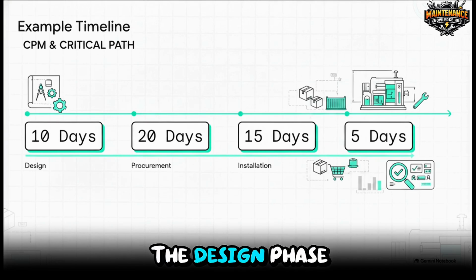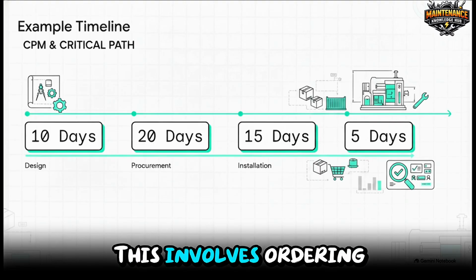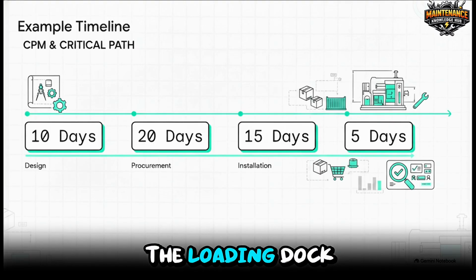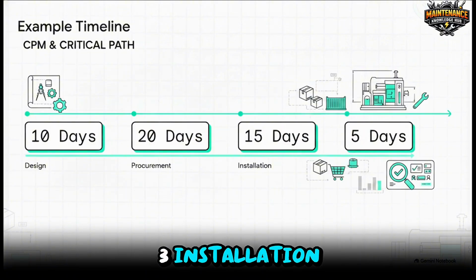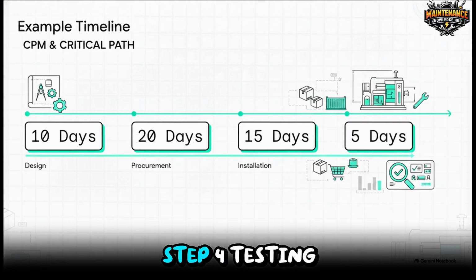Step 1 is the design phase, which will take exactly 10 days. Once the design is totally locked in, we move to Step 2, procurement. This involves ordering the custom parts, which takes 20 days. When those parts finally arrive on the loading dock, we hit Step 3, installation, taking 15 days of intensive labor. And finally, we finish up with Step 4, testing, which takes 5 days to ensure everything is running safely before we hand over the keys.